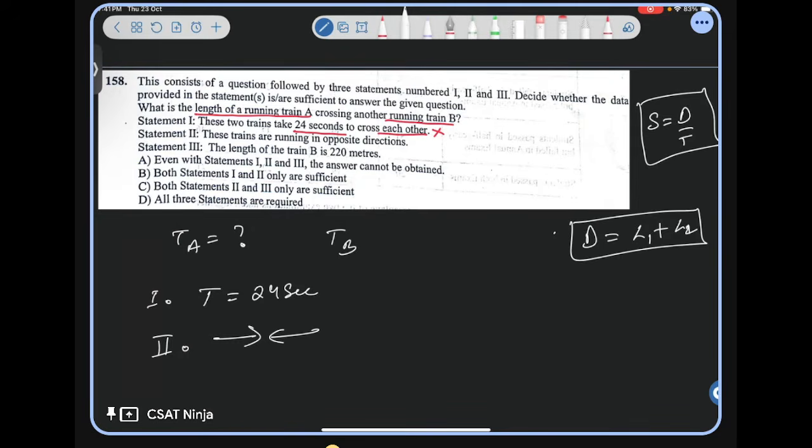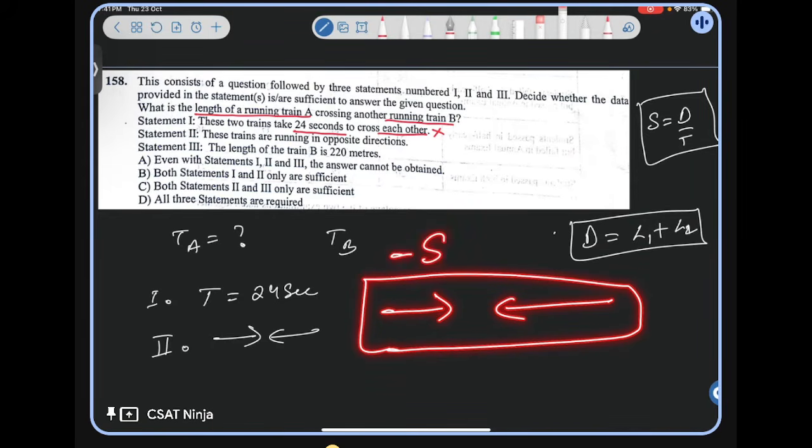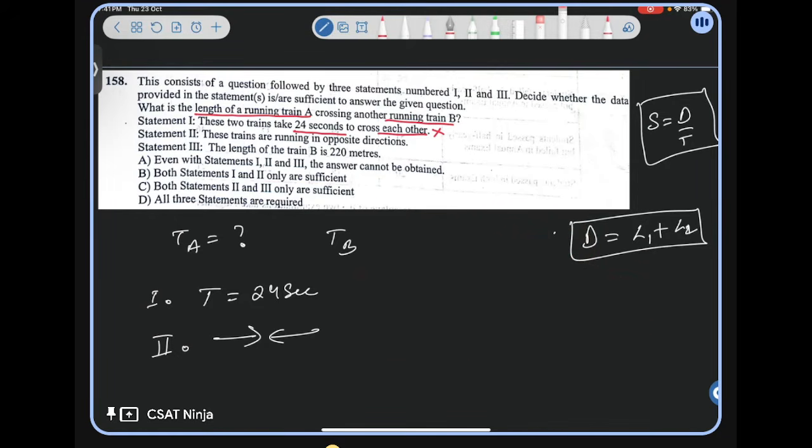Relative speed formula. If two moving bodies, one is traveling this side and the other one is traveling this side, that means both are traveling towards each other. In that case, let's say this is speed 1, this is speed 2. If they are traveling towards each other, relative speed is nothing but speed 1 plus speed 2. One is traveling towards the other, and the other is also traveling towards the first. So the relative speed here is speed 1 plus speed 2.